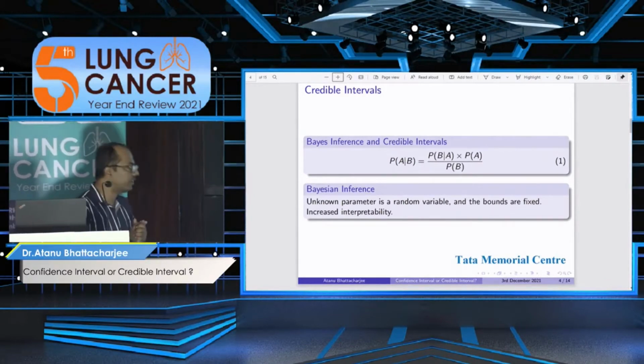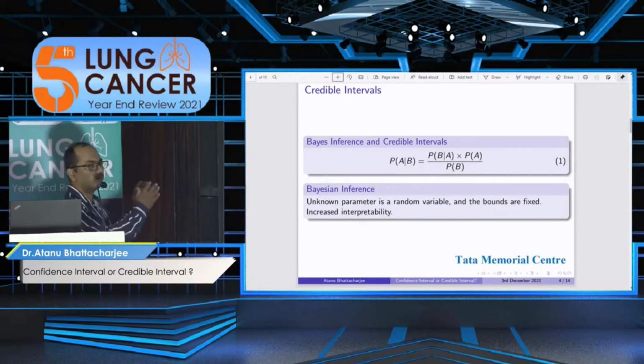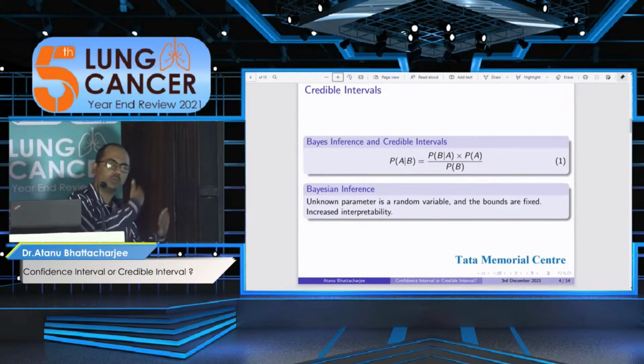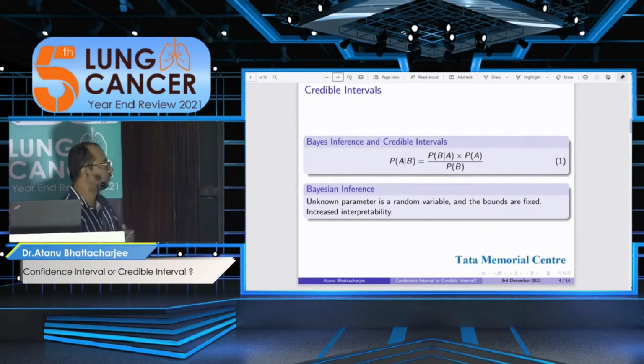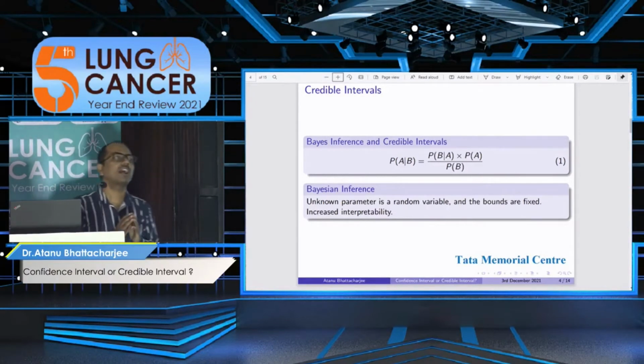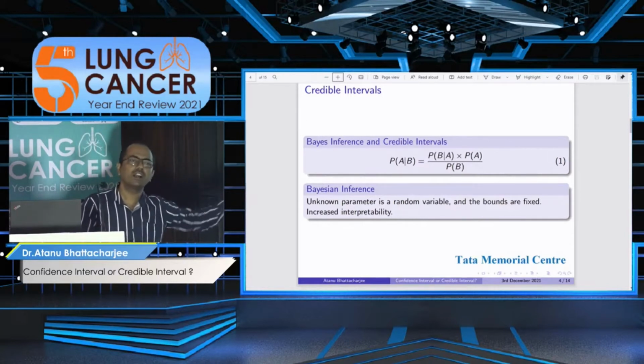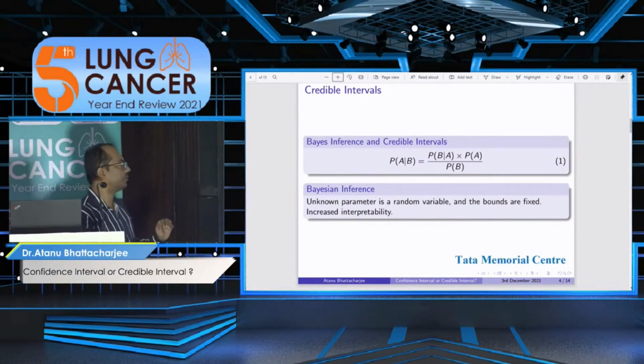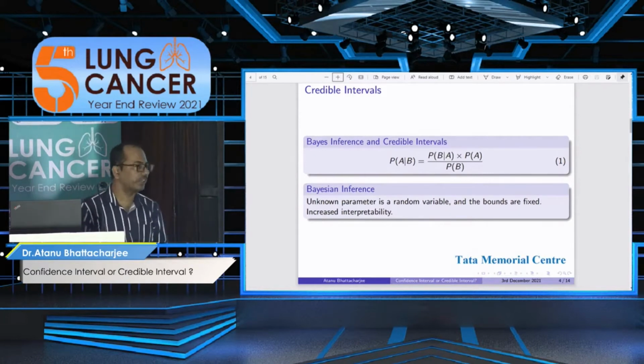Long way this Bayes theorem has been given, but that was in theory. But while we are talking about bringing this theory, it becomes a very attractive way to make presentations or make this analysis very attractive. So the unknown parameter is a random variable and its bounds are fixed, which increases interpretability. Here I'm not going into details about the formula, but it's based basically on conditional probability. So we are putting one conditional probability and simultaneously we are asking our data to follow particular distributions.